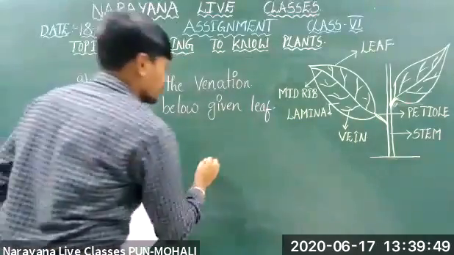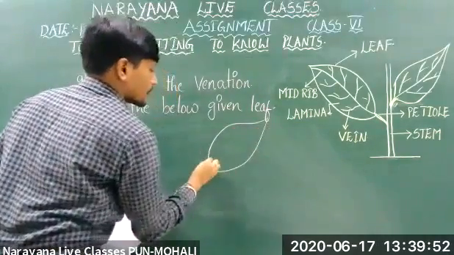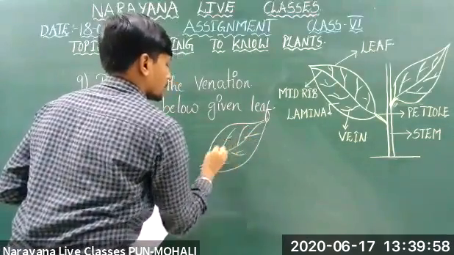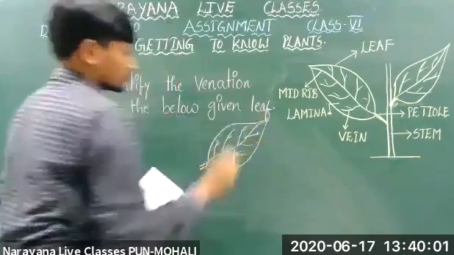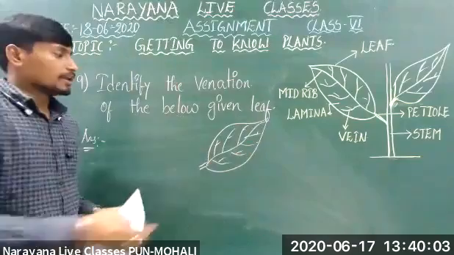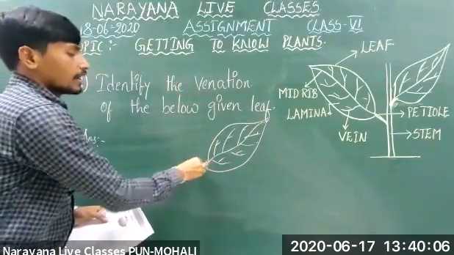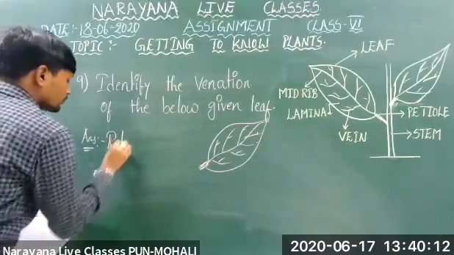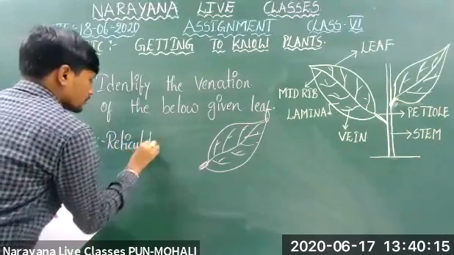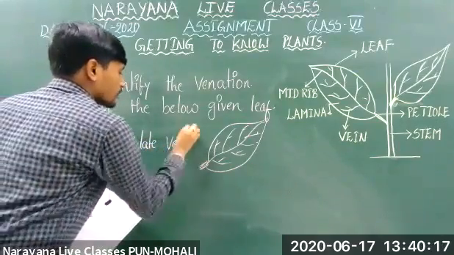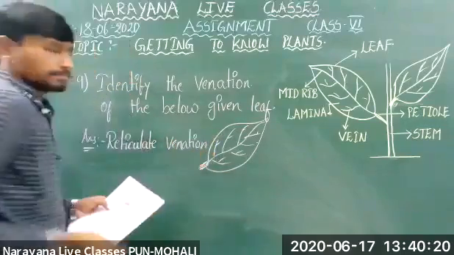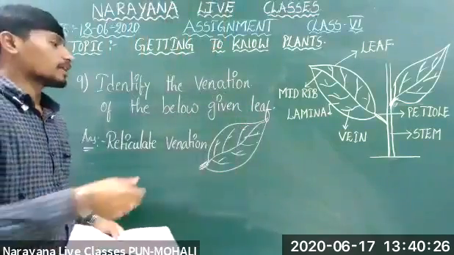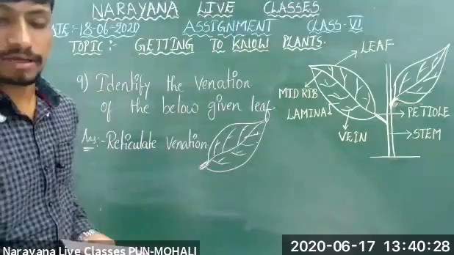First we will see the leaf which they have given. They have given the diagram of a leaf. As we all know, if the leaf has network-like veins, we call this type of venation reticulate venation. What is an example of reticulate venation? Mango leaf, neem leaf, and other leaves also. These all come under reticulate venation.